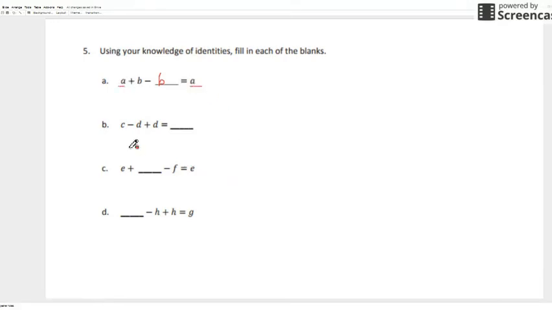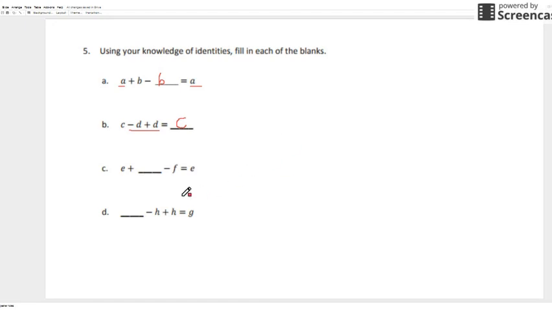All right. So if we look at B now, it says C minus D plus D. Once again, these are opposites of each other. These cancel each other out, and we're left with C. So there we go. All right, so try C and D on your own. Pause the video, come back, and see what the answer should be.